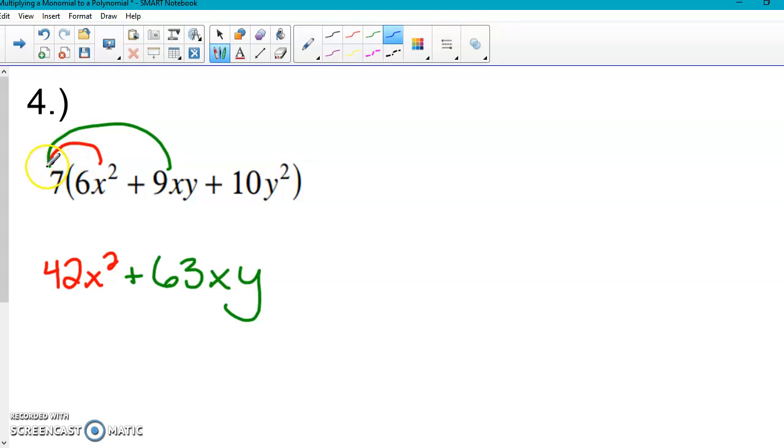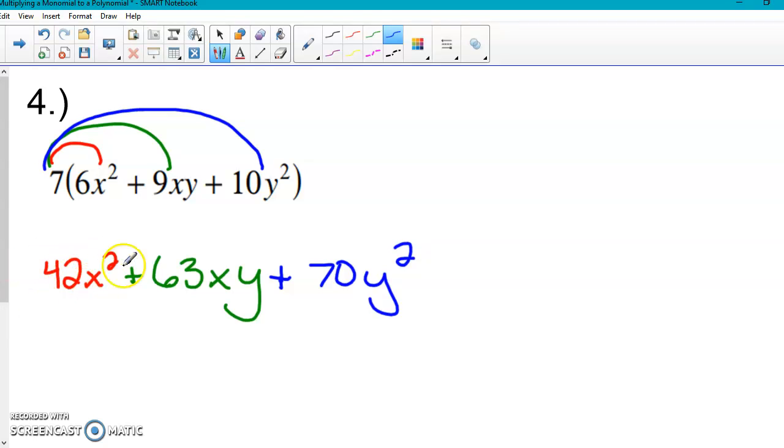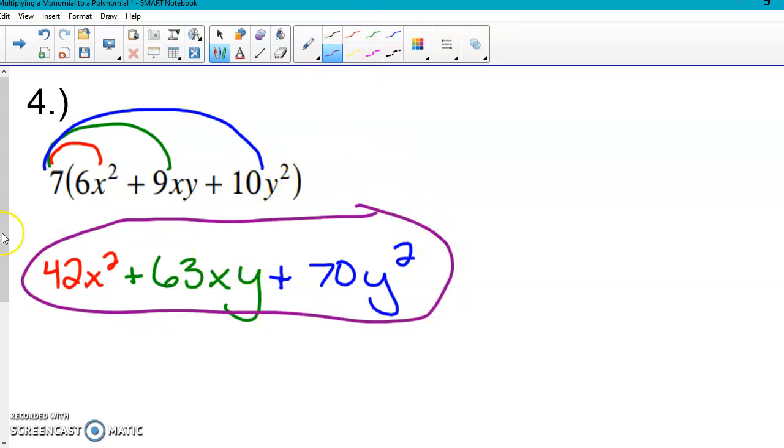And then a 7 times a 10y squared would get me a positive 70y squared. Okay. None of those are like terms. This is an x squared, an xy, and a y squared. They're not like. That would be your final answer.